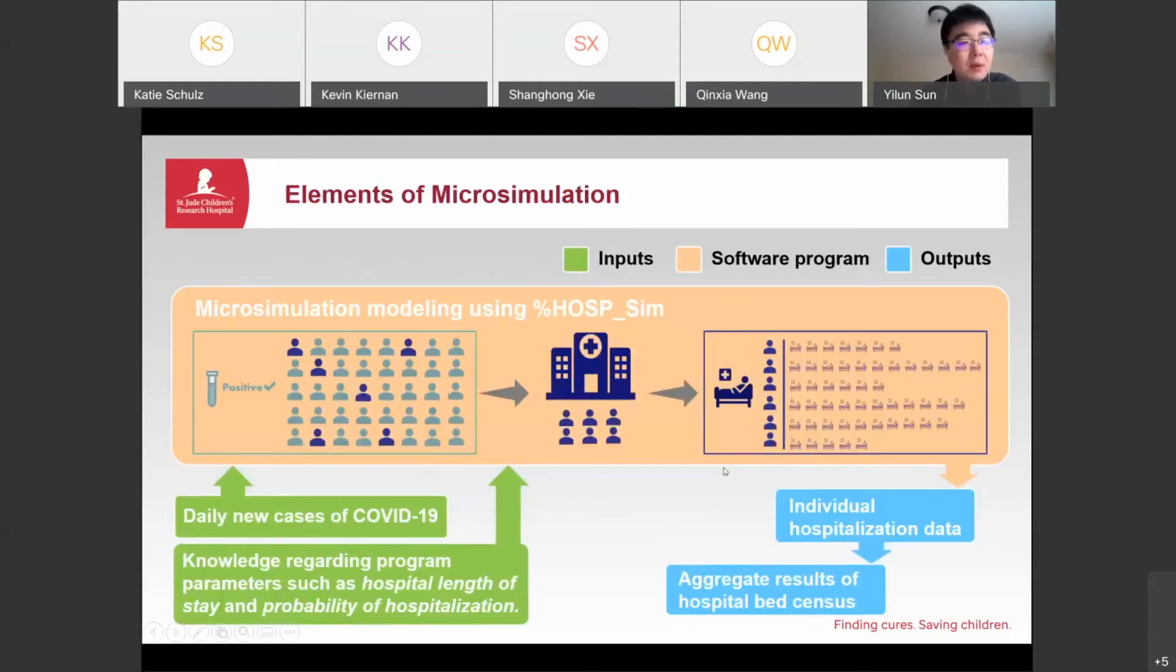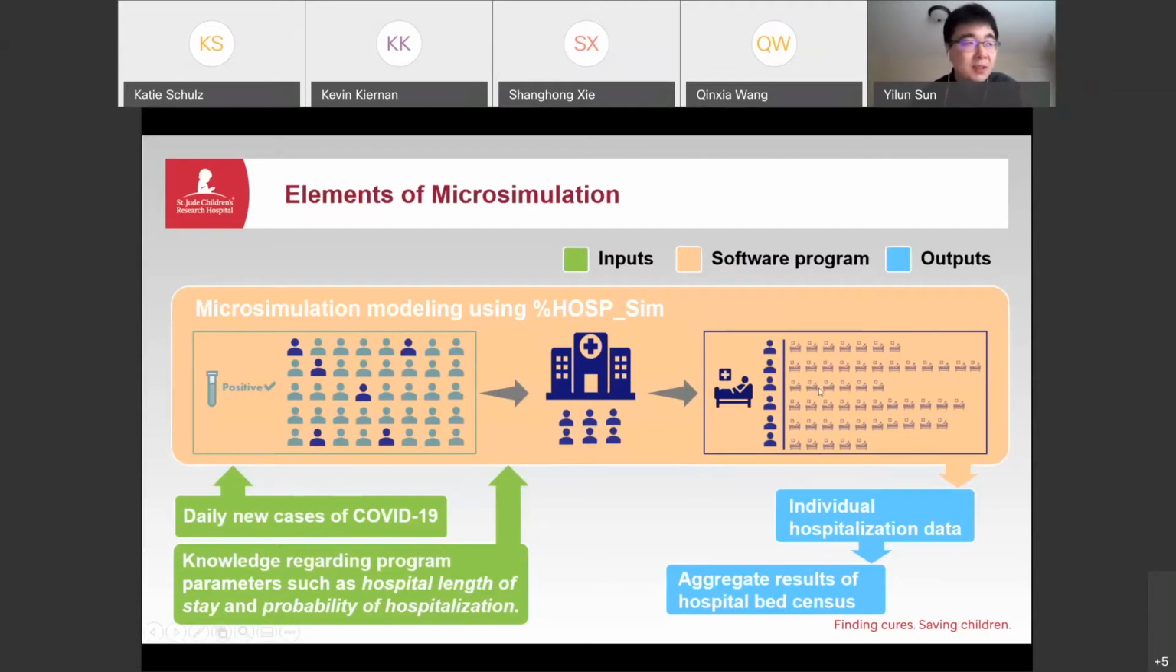This slide shows our microsimulation idea. There are three elements: input, software program, and output. For the input part, we are going to need data of the daily new cases of COVID-19 and some knowledge about some key parameters. Based on those inputs, we can simulate a group of positive cases for each day during the monitoring period. And we expect some of those positive cases will be hospitalized after several days, and they will stay at the hospital for different lengths of time.